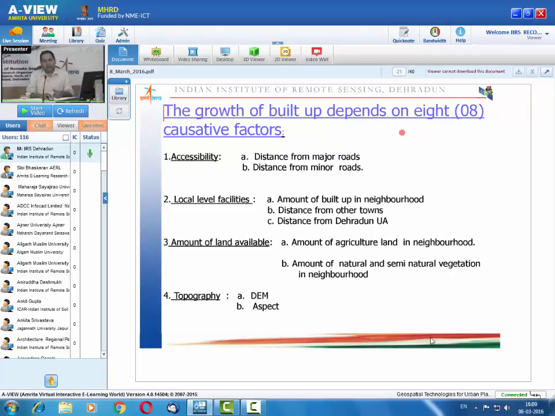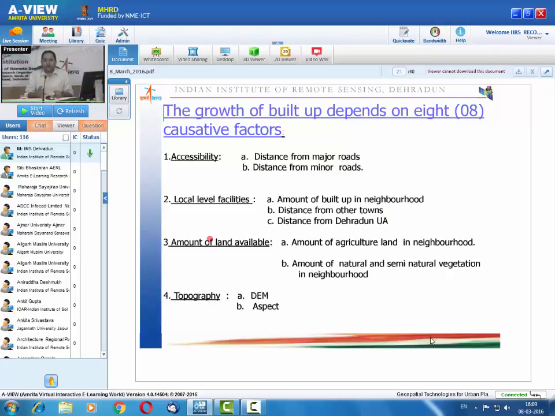The first being accessibility. The second being how far the particular cell is from the town or from a small town. If a piece of land is situated contiguous to the municipal area, then that cell will develop very rapidly. But if it is situated, suppose, 5 kilometers from the city boundary, then the development potential goes down. So we have taken 2 more factors: distance from other towns and distance from the Dehradun urban agglomeration, that is the DUA area.